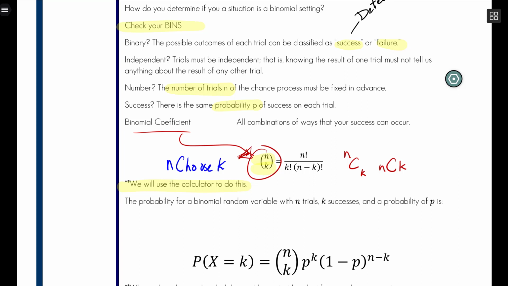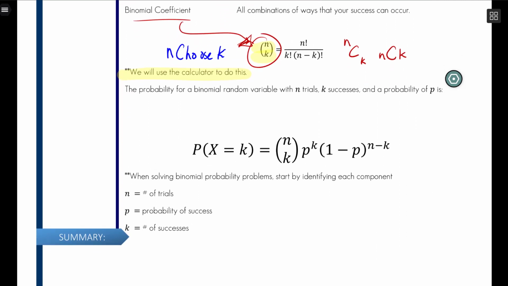Okay? Now, what's our formula? Well, this is our binomial probability formula. P of x equals k equals n choose k, p to the k times 1 minus p to the n minus k. And you said that this was supposed to be really easy and this was supposed to be a really intuitive formula. Well, let's try and break this down. Okay, I want to verbalize the mathematics here for you.